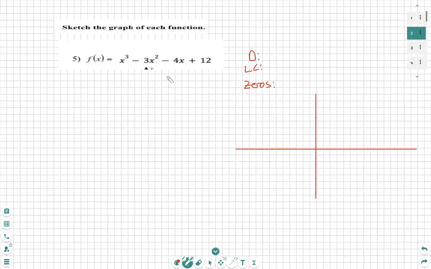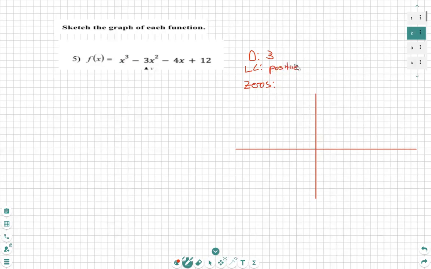Perfect. So first, the highest degree is the number with the largest exponent. So our largest exponent in this equation is 3. Our leading coefficient is either positive or negative. We can see the number in front of x cubed is just a positive 1, so positive.